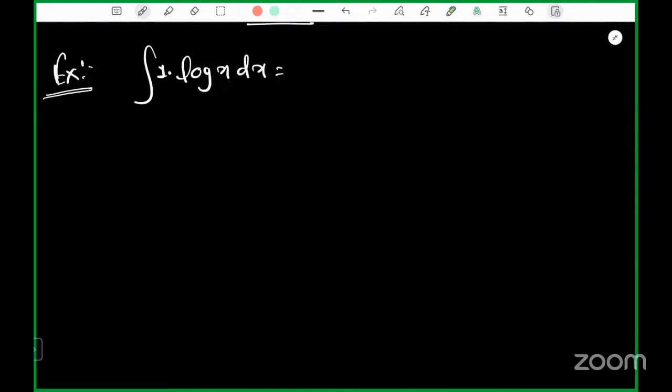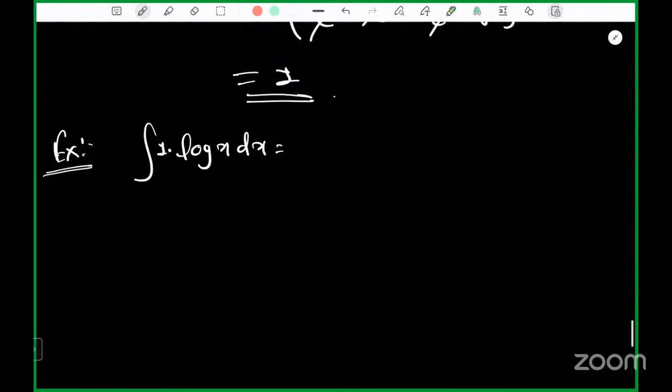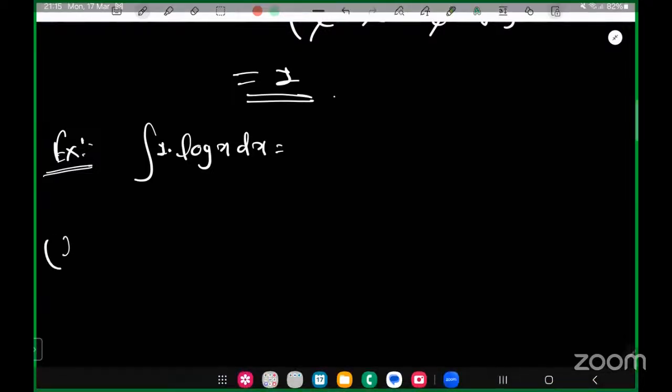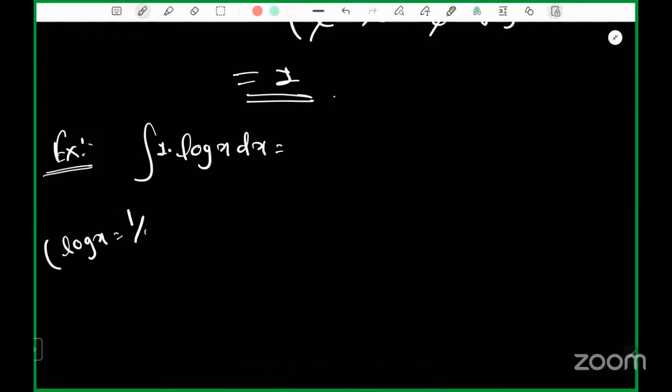Because you don't have a direct log x integral formula, is that the reason? Yes, the formula is not there, so instead of integrating, you have to use the differential term of log x, that is, integration by parts. So for integration by parts, choose wisely which function you take as f of x. You know the derivative of log x, right? The derivative of log x is 1 by x.